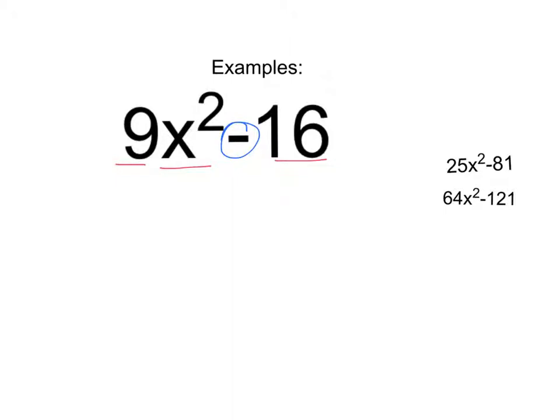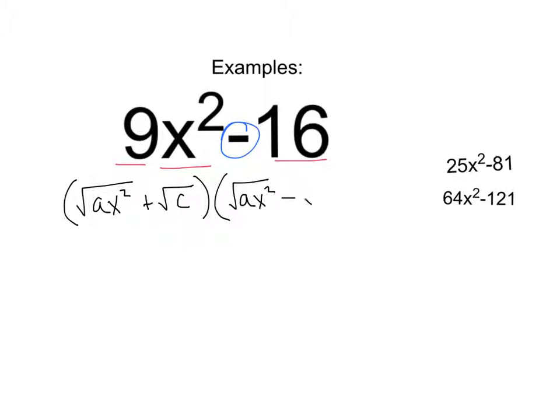So, let's figure this out. We need to find the square root of ax squared plus the square root of c and multiply it by the square root of ax squared minus the square root of c. Well, let's break this apart into different pieces. So I'm going to set up my parentheses. I'm going to put a plus there. I'm going to put a minus there. And now all we have to do is figure out what everything goes for.